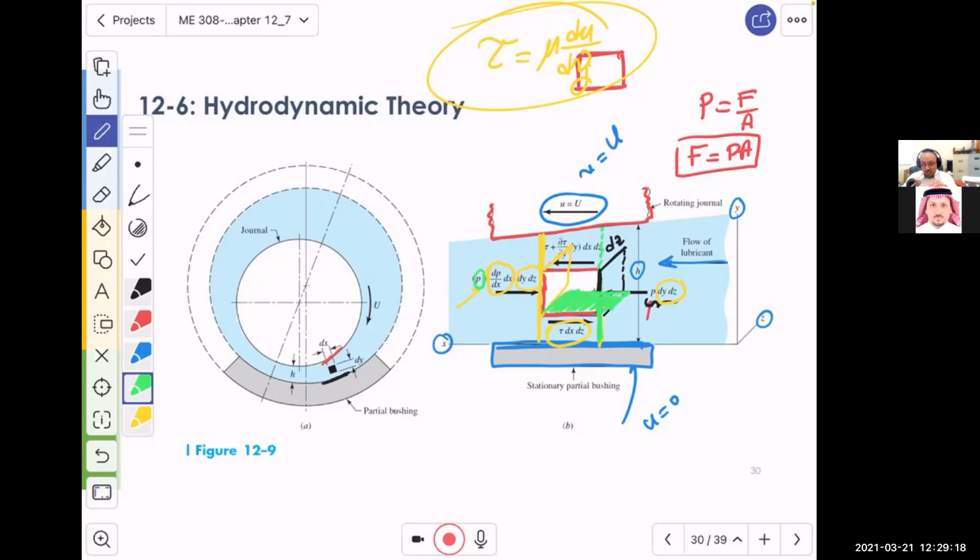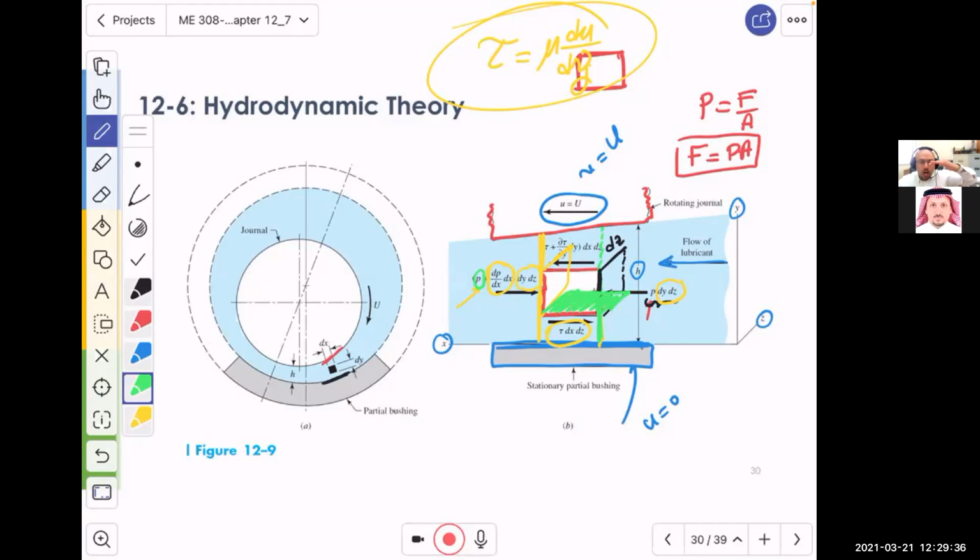It is dx by dz. That's the shearing area in here. The pressure area is here and there. The shearing area is down and up. So it is tau by dx dz, nothing, right?